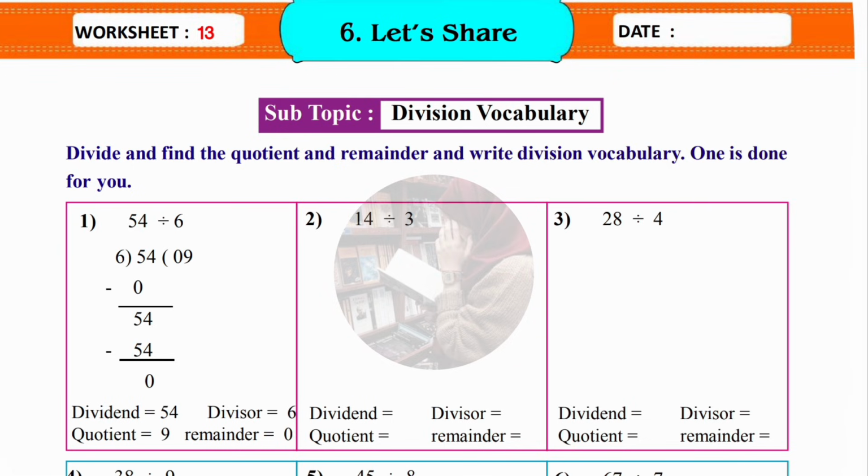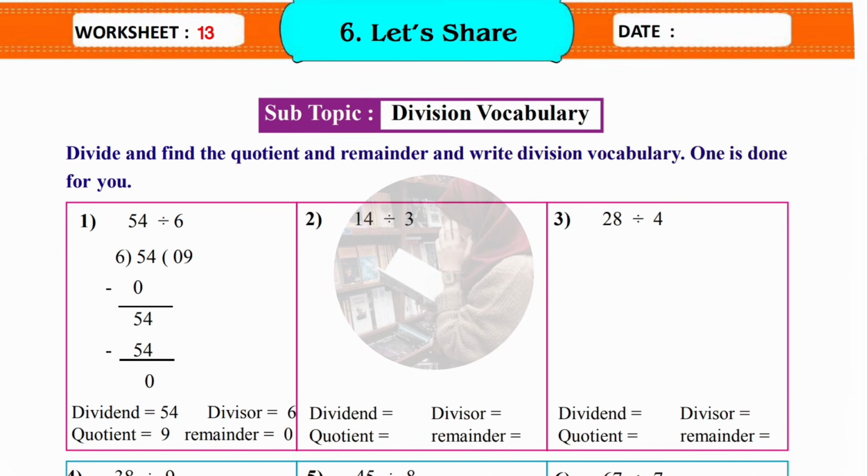So guys, here also we have to do the division, then we have to write the dividend, divisor, quotient and remainder. We have done this type of exercise before also. Okay, let's do this, guys. First example problem is 54 divided by 6. So 6 9s 54, 0 is the remainder. Write down, dividend is 54, divisor is 6, quotient is 9 and remainder is 0.